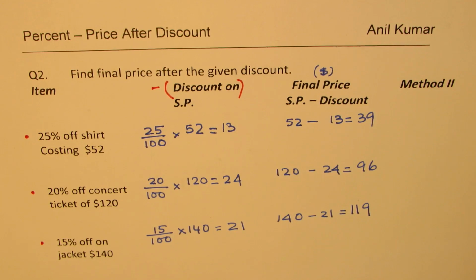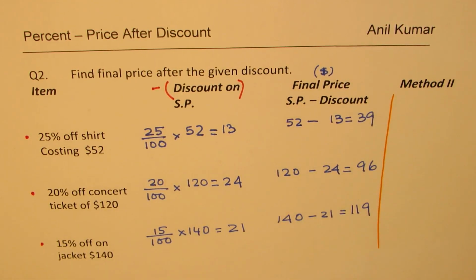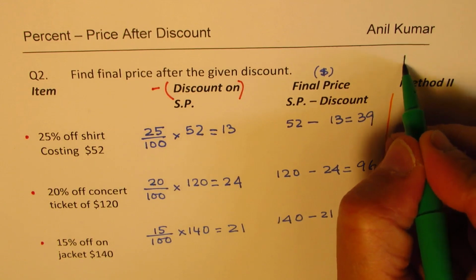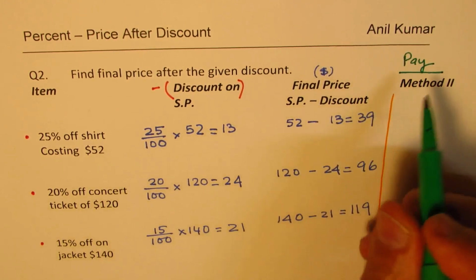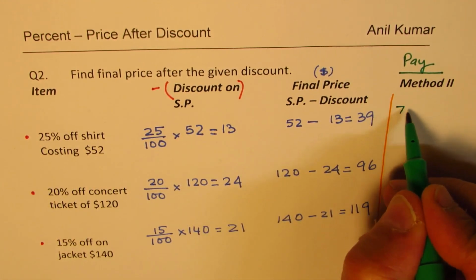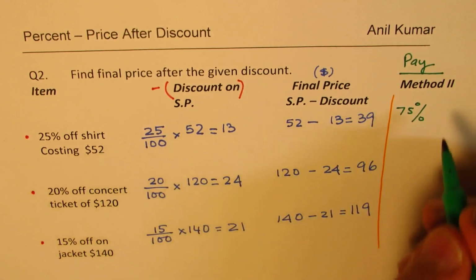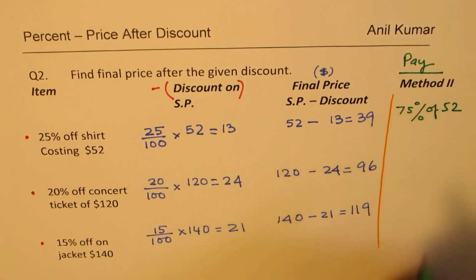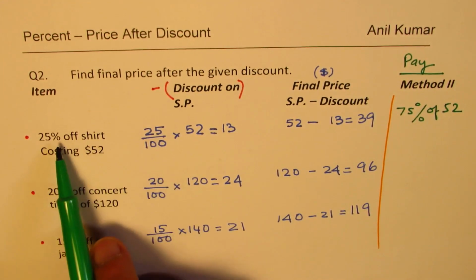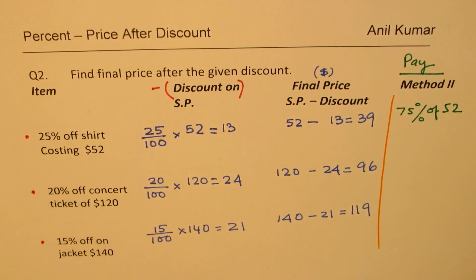Now, let us try to see and understand how we could do it directly, right? And we'll understand the meaning of discount much better. Now, when I say the discount is 25%, that means how much do you pay? That is what you have to think about. You do not pay 25%, but in this case, you pay 75% of 52, since 25 was off.